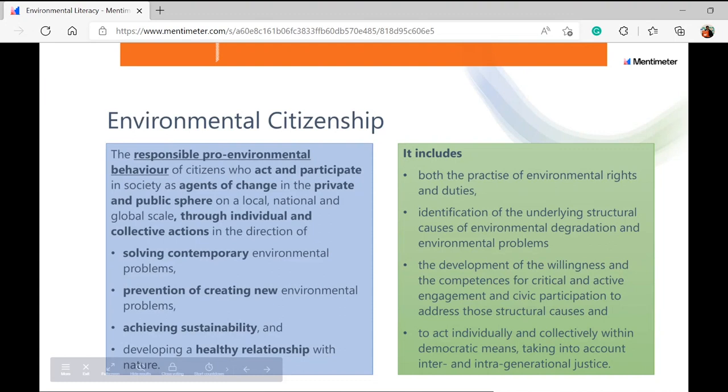Otherwise, it will be just a campaign and a short-term action if we don't address those issues as part of being citizens of a country. And the development of the willingness and competence for critical and active engagement, and then also acting individually and collectively within democratic means. So acting both individually and as part of the groups that we do and train children through our school projects and activities. And it's also about intergenerational justice, the responsibility of us now to ensure that future generations also have equal rights. That's also part of the definition of sustainable development, when we talk about sustainability from an intergenerational perspective, in terms of future generations being able to have the same quality of life as we have had in terms of environmental sustainability.